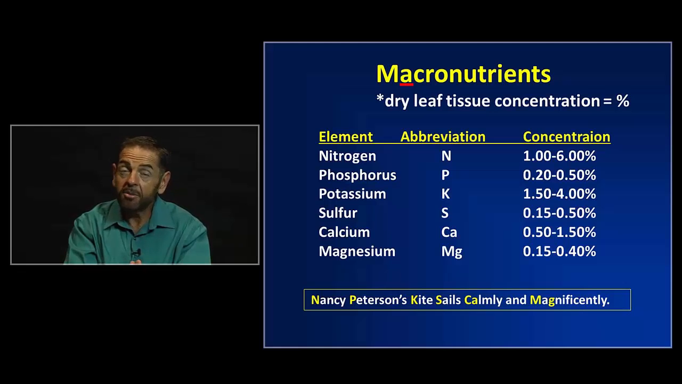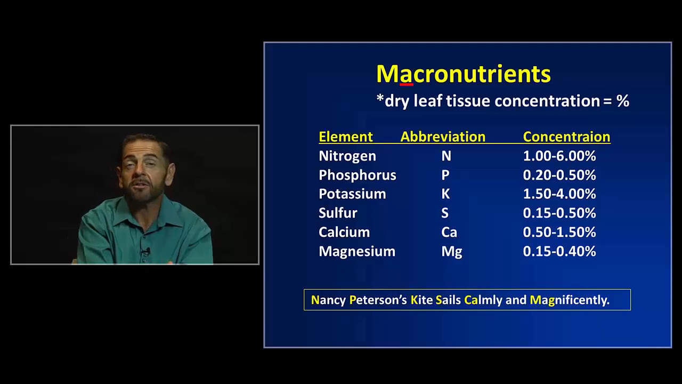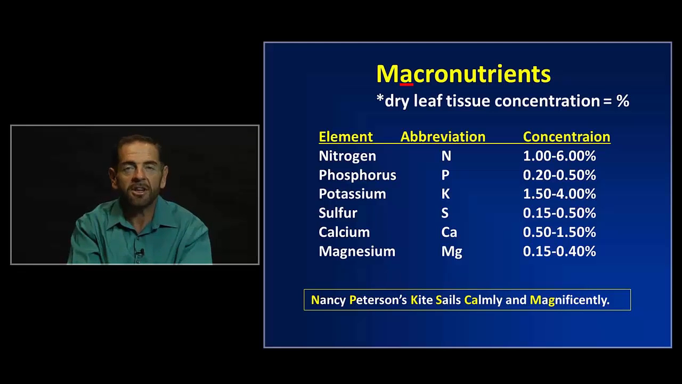Again, this can vary depending on the plant type, and it can even depend on the cultivar. And it can make a significant effect on cultivars. I've seen cultivars of plants that actually were suffering from nutrient deficiency symptoms when cultivars of the same species next to them were perfectly healthy. So yes, you can have differences even on a cultivar level. And I have this mnemonic device to help remember what the macronutrients are. And in this case, mine is Nancy Peterson's kite sails calmly and magnificently. And that will give you all the macronutrients that a plant has. They're presented in a percentage.